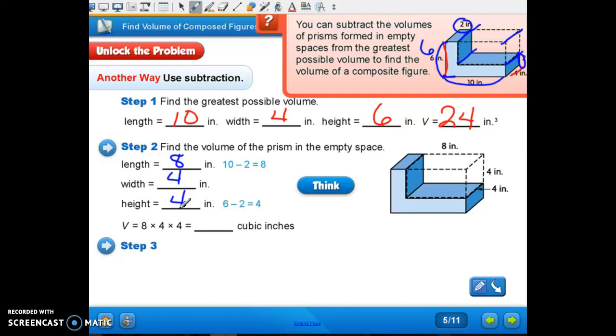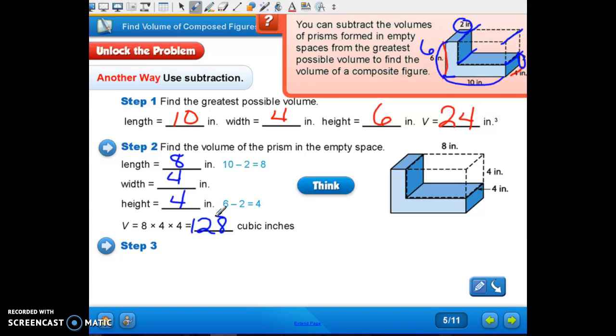So now we have 8 times 4 times 4. And 8 times 4 is 32. And 4 times 32 is 128. Right. 4 times 30 is 120. And 4 times 2 is 8. So we have 128 cubic inches.